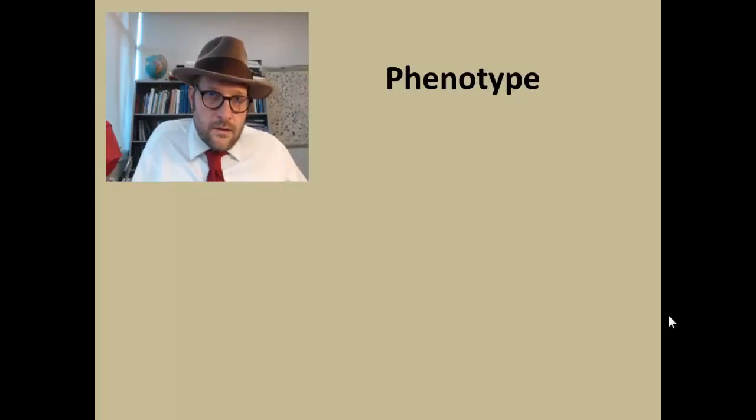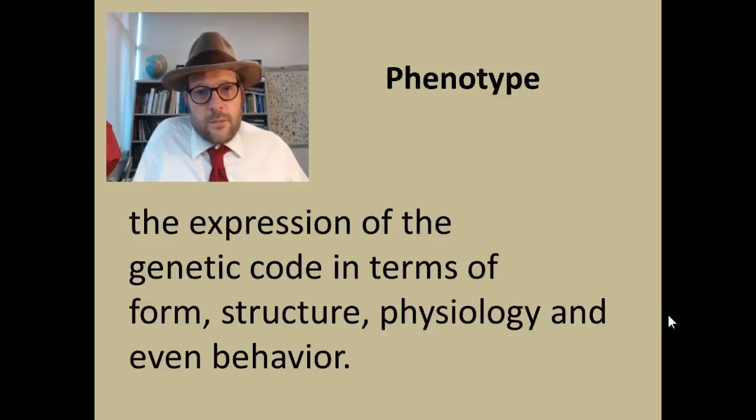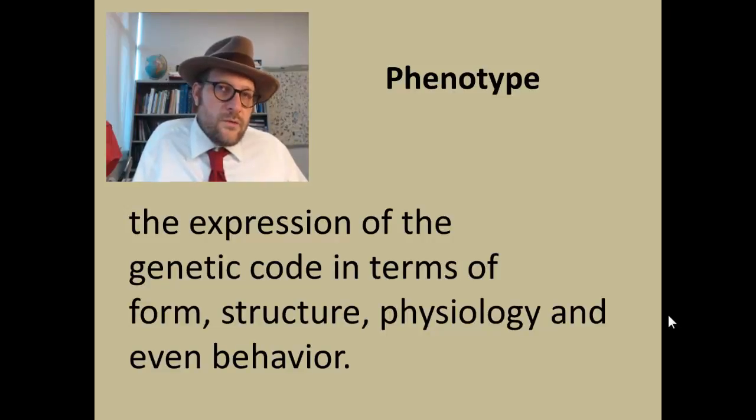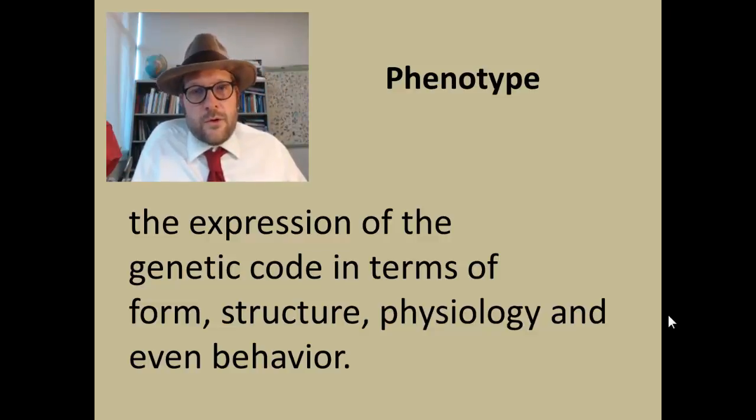The genes and the DNA that underlie each organism, the expression of that is called a phenotype. So the expression of the genetic code in terms of form and structure and physiology and even behavior is what we refer to as a phenotype. So in paleontology, we just have the phenotype. We just have that expression of the genetic code in terms of the form and structure that we see in the fossils. So we can't necessarily see the actual genetic code in the cells, but we can see the expression of that genetic code as exhibited in the morphology and the shape of the fossils that we're looking at.